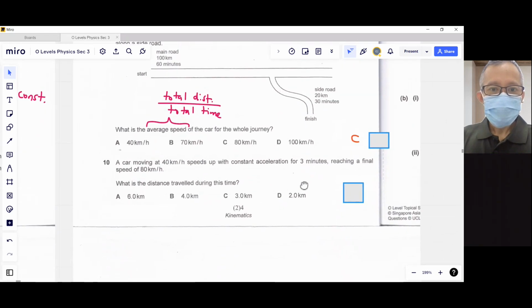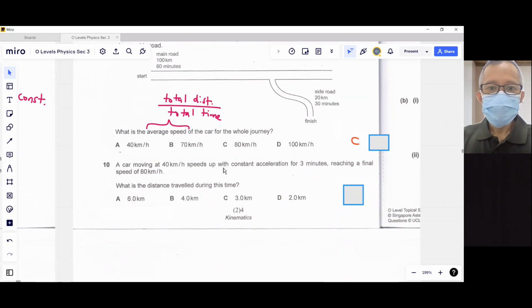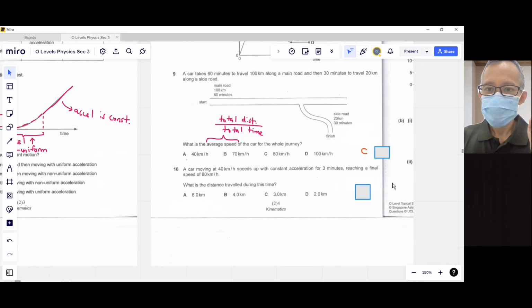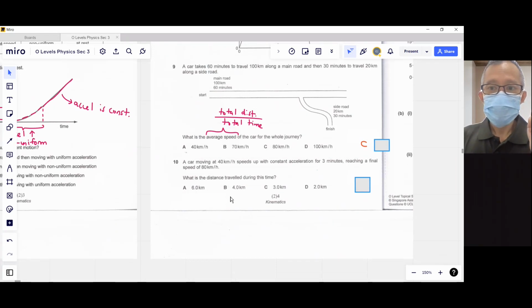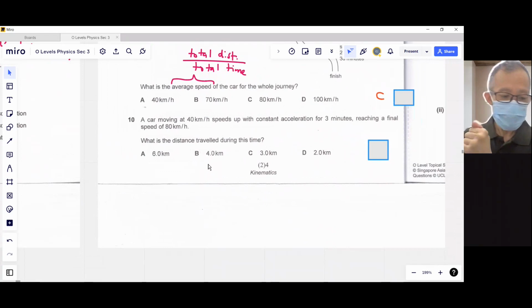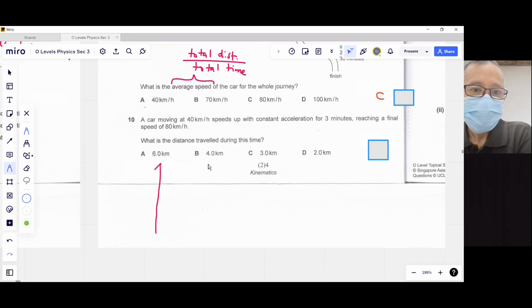Number 10. Okay, 40 kilometers per hour, speeds up with constant acceleration for 3 minutes, reaching a final speed of 80 kilometers per hour. What is the distance? Do you try this, number 10? Okay, guys, you have to try. My suggestion is you have to draw your own graph. It's not given to you, so sometimes you have to do it yourself.